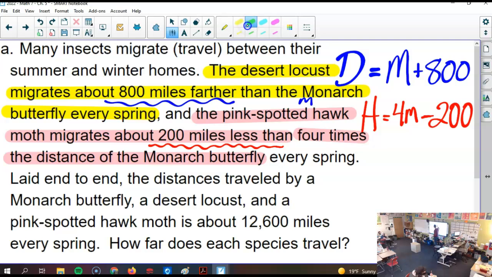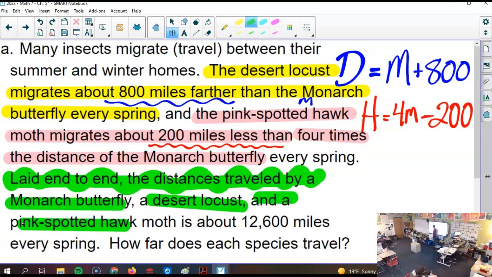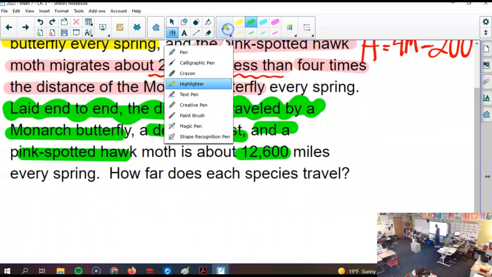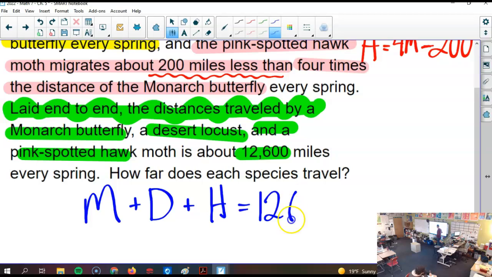Laid end to end, the distance traveled by the monarch butterfly, a desert locust, and the pink spotted hawk moth is 12,600. So that's saying the monarch, right? Well, we said M, and the desert locust, and the hawk moth equals 12,600. See, John, that's where you're allowed to just shout out an answer.